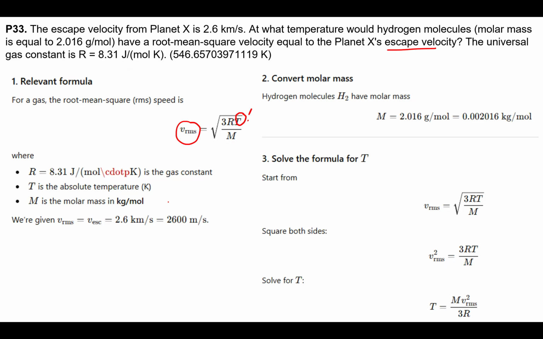So everything is changed into a proper unit, okay? In Kelvin, M is kilogram per mole. And then importantly, this root mean square velocity is given like this, okay? So it's the escape velocity, okay? And then an important step is that you have a molar mass. So for the H2 molecule, you have this value. And then once you plug into this one, then you get the T, okay?